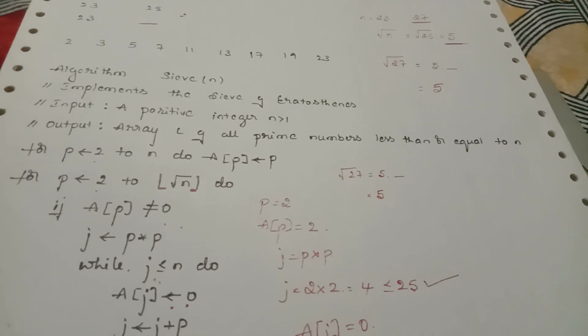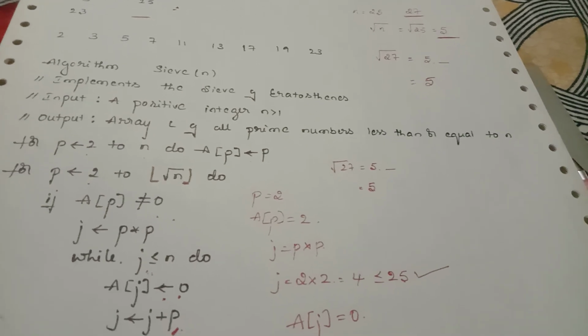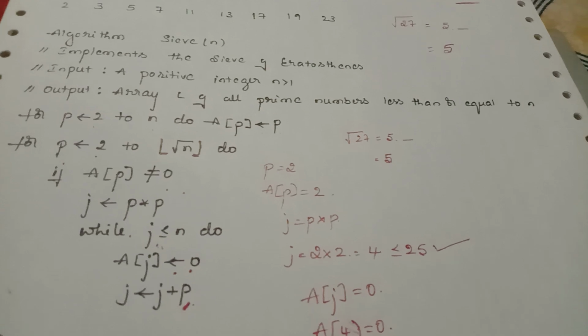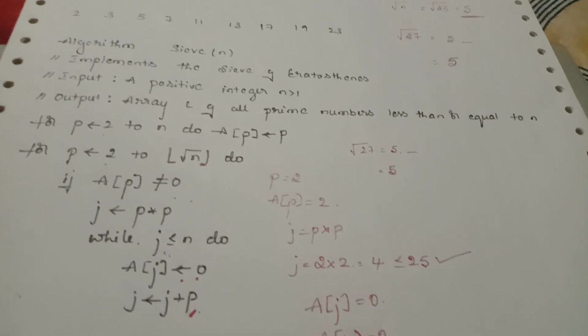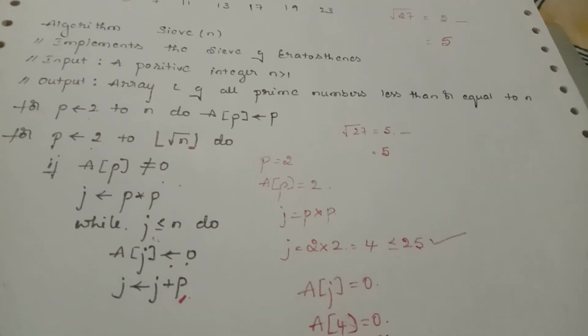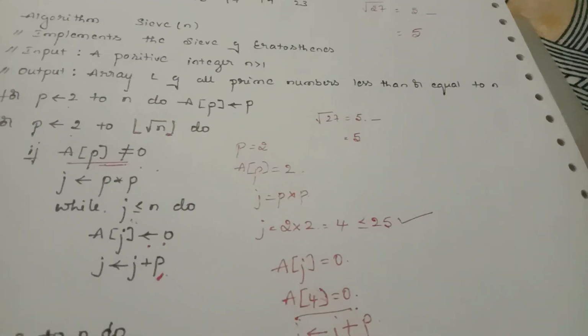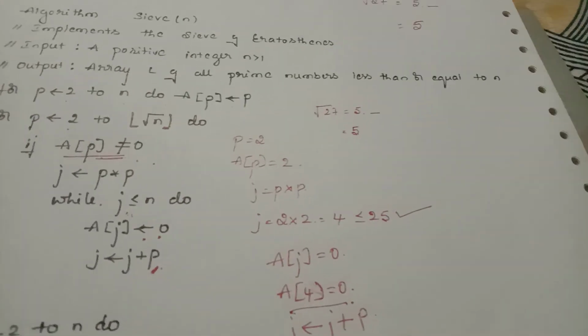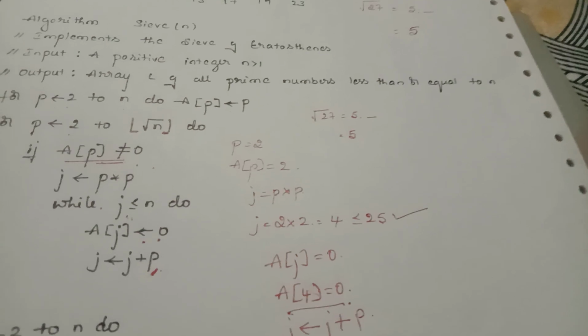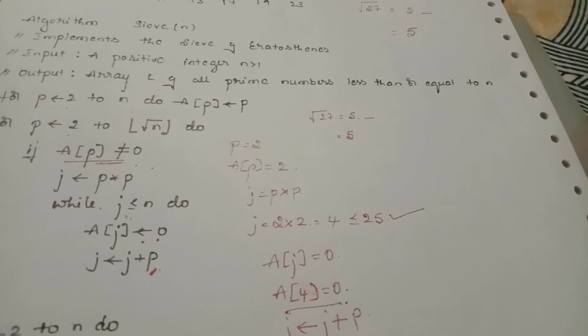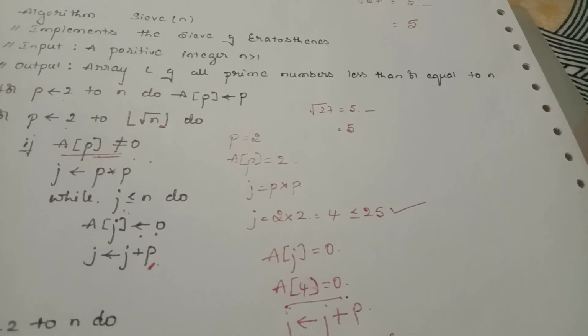And after removing the multiples of 3, we are going to come back and increment the value of p to 4. But here there is a condition which checks whether a of p is equal to 0 or not. Because 4 has already become 0, for the multiples of 4 we no need to make them 0, they have already become 0, right?